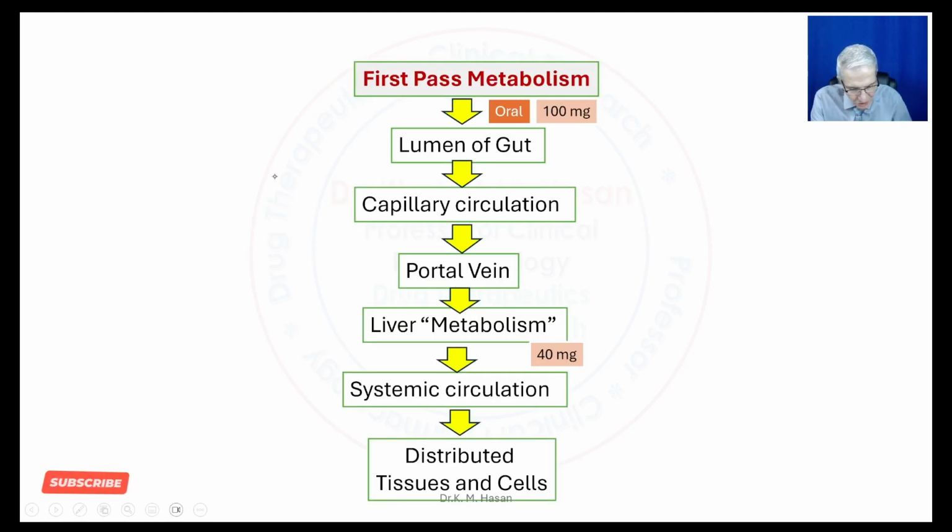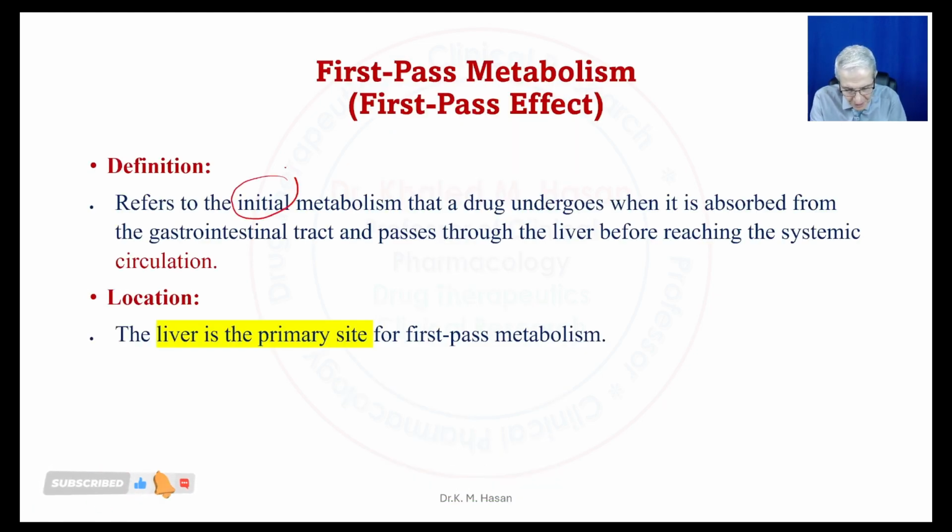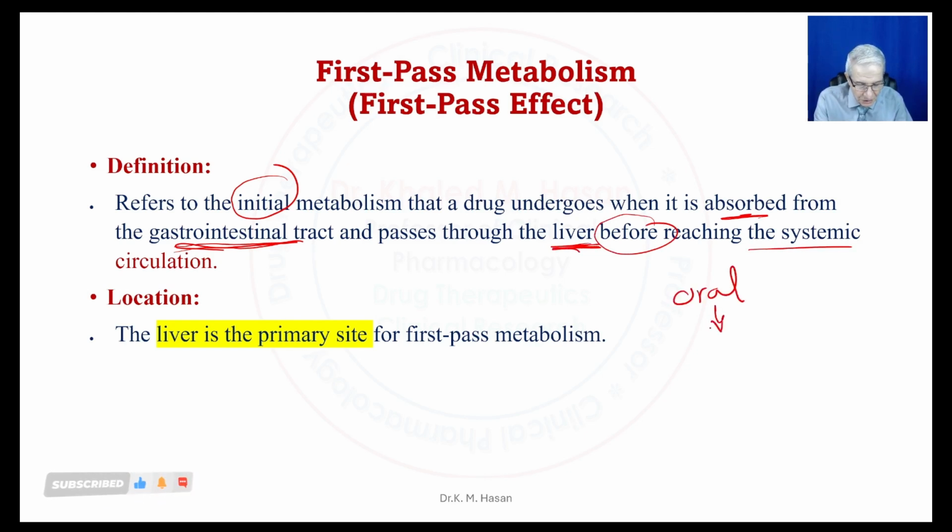What does that mean for us when you talk about initial metabolism? We have initial metabolism, and we have regular metabolism. Initial metabolism happens before the blood, when the drug is absorbed. So we have absorption. Then, from the GI system, the drug arrives to the liver, but before arriving to the systemic circulation. So you prescribe this medication orally. The drug arrives to the intestine. Then from the intestine, the drug will go to the liver.